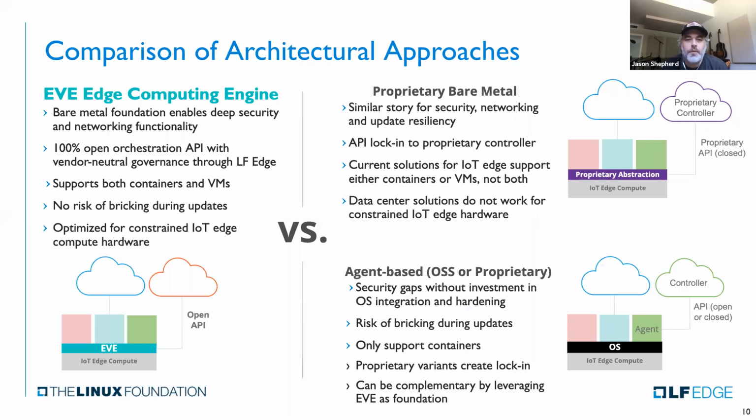Okay, so here's a comparison of some different choices that we see architecturally out in the field, and Roman will get into a lot more detail on what we're doing with EVE. If you compare what EVE is, which is this bare metal foundation, completely open, 100% open APIs, the kicker there is that it's vendor neutral governance, driven through the Linux Foundation with LF Edge. There are other open source management and orchestration platforms, but they don't have that governance. So then you're at the whim of the community. You don't have that structure. So that's why we think LF Edge is important, and why we think it's great that the community is doing the work there.